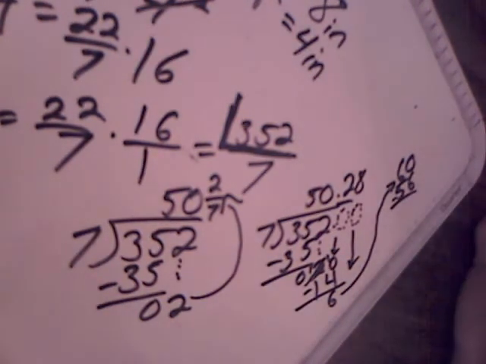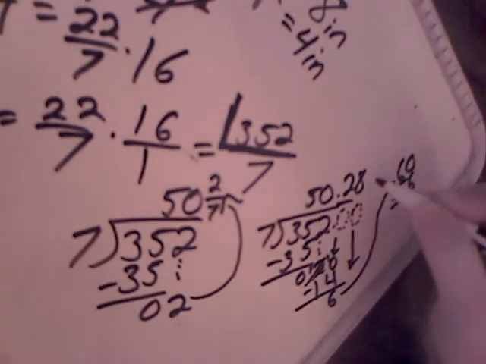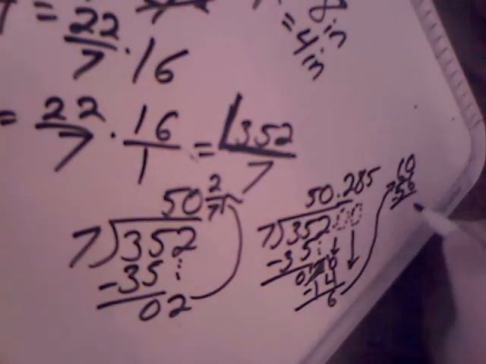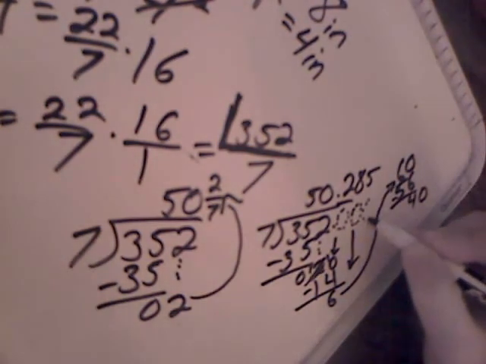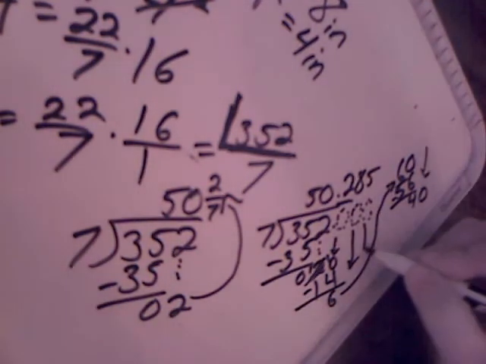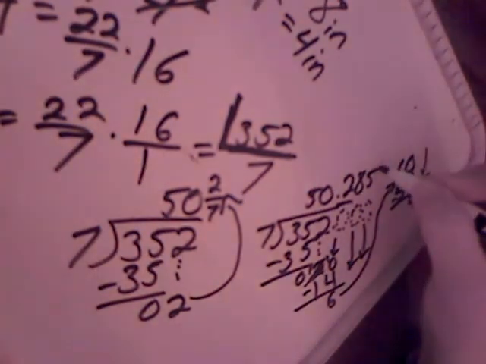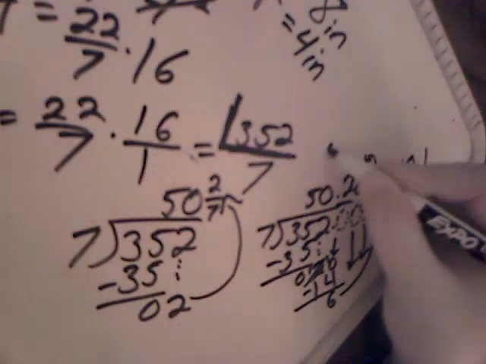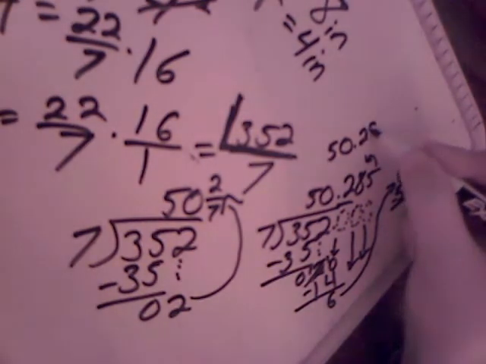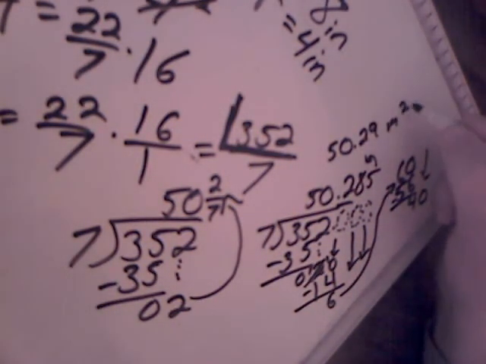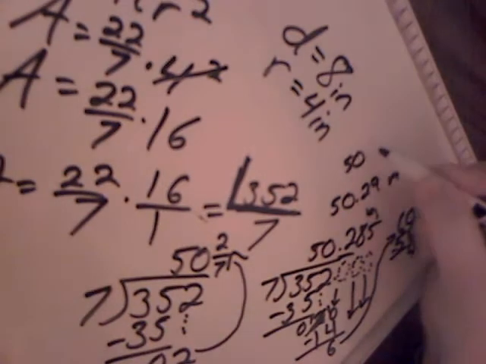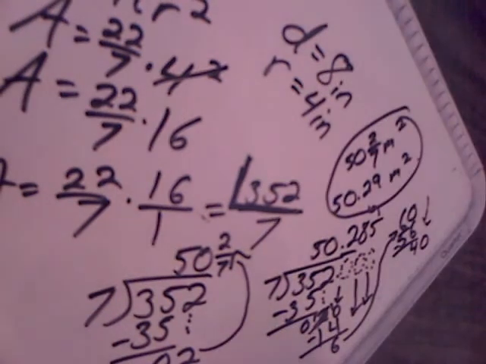But what you really need to remember is that you can round this number up. So as we keep going with our division problem, I'm just going to keep continuing. This number, the 5 tells the 8 to go up, so we end up with 50.29 meters squared, or 50 2/7 meters squared for our area.